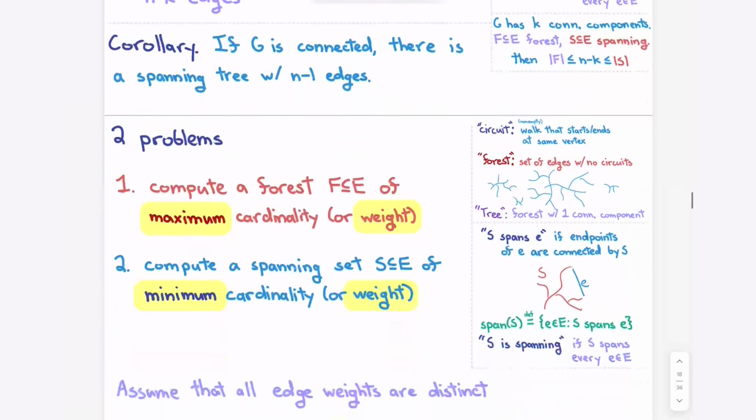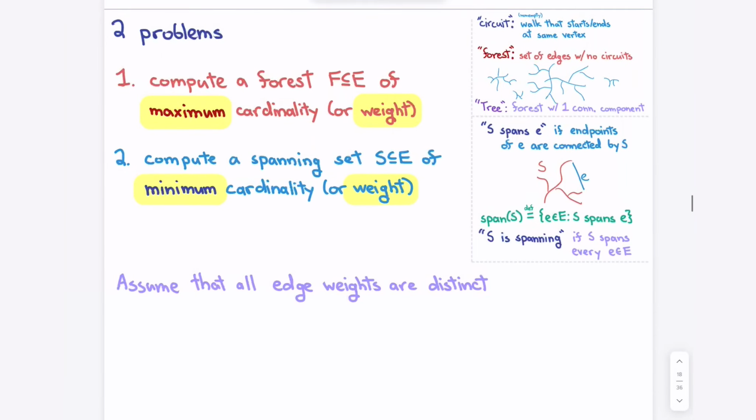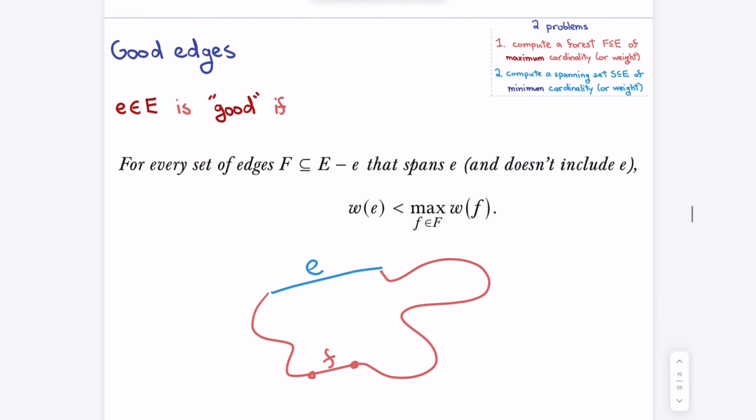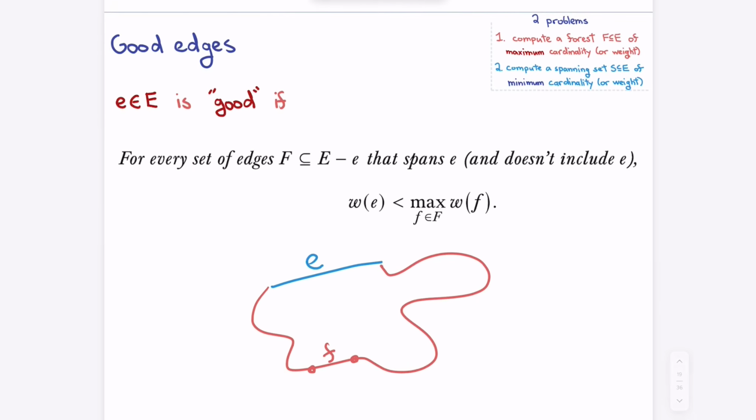And then we shifted gears. We focused on a minimum weight spanning set, which after a discussion we knew would always be a tree if the graph was connected. So sometimes we call this the minimum weight spanning tree. And there, in the last 10 minutes, we had to introduce this idea of good edges.